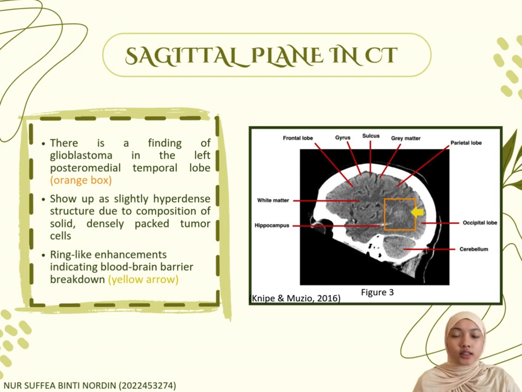This is the CT sagittal plane of the brain post-contrast administration. From this image, there is a finding of glioblastoma in the left posteromedial temporal lobe, lateral to the trigone of the left lateral ventricle. It showed up as a slightly hyperdense structure due to the composition of solid, densely packed tumor cells. This hyperdensity is also most likely due to the contrast enhancement. Next, there is a ring-like enhancement of contrast-enhancing tumor cells due to suspected blood-brain barrier breakdown.